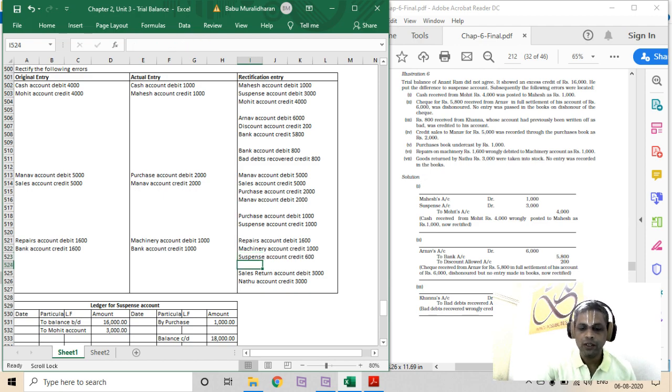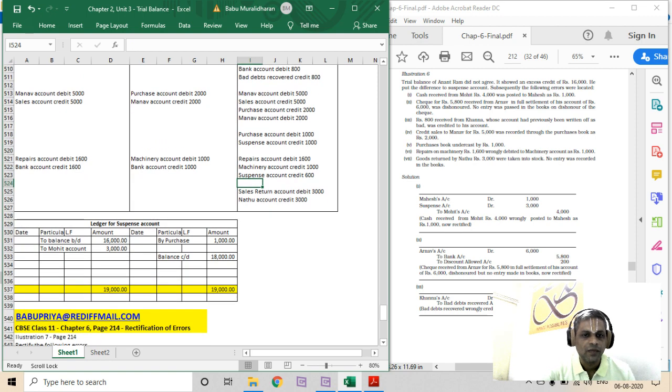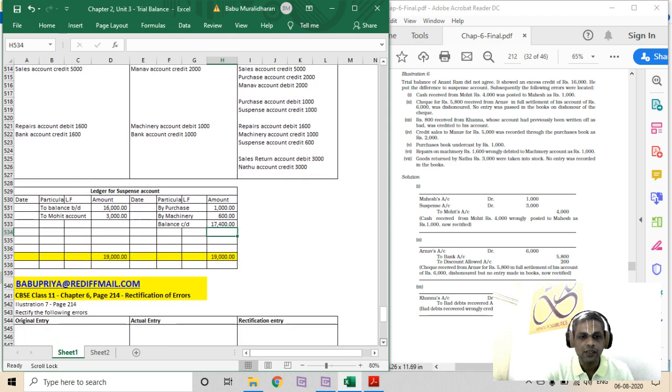So by moving it to suspense account credit, we have to add a machinery account, suspense account by machinery. By machinery, it should be 600. Yeah, 600. So the total should be 19,000 minus 1,600. The balance in suspense, which is to be identified, is 17,400 rupees. Hope this is clear, right? I just made these errors and then realized that I should get this clarified.